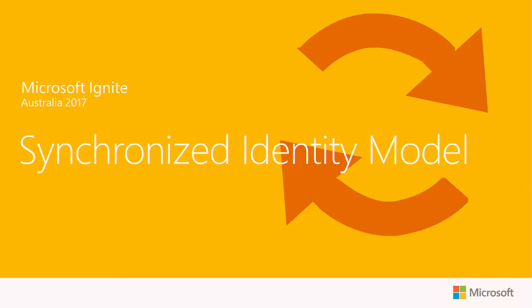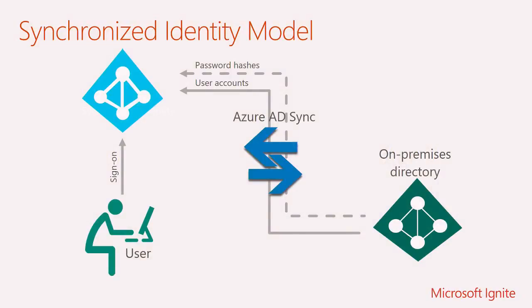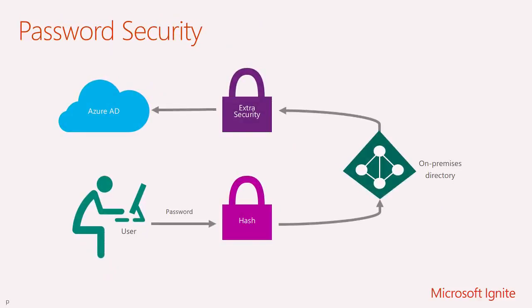Okay, let's talk about the synchronized identity model, or the password hash synchronization model. In the synchronized identity model, your user accounts are being pushed up by an agent. Now, that agent happens to be a customized version of the FIM or the MIM engine, and it's simply pushing up those user accounts into Azure Active Directory. While that's happening, you can also have another tick box, which is where you're synchronizing your password hashes. Now, this is not password synchronization. I want to be very clear about that. The reason why it's not password synchronization is it's password hash synchronization.